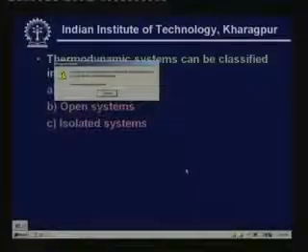Now, if you remove the insulation, some heat transfer can take place across the walls. Then the system becomes a closed system, because the mass cannot enter or leave. Energy can enter or leave by way of heat. So it becomes a closed system. Now, if you keep the doors and windows open so that energy can also enter and air also can enter and leave, then it becomes an open system. This is a simple example of closed, open and isolated systems.